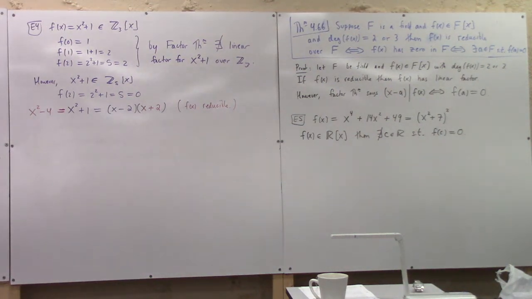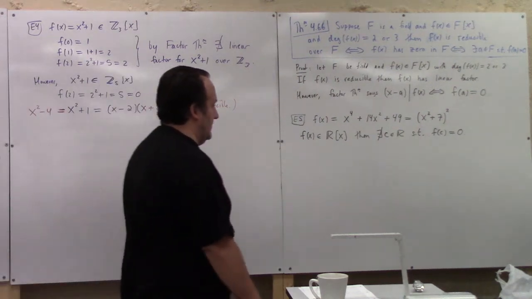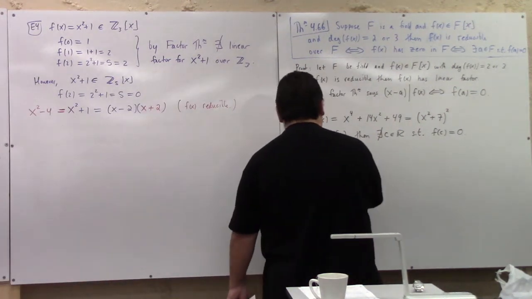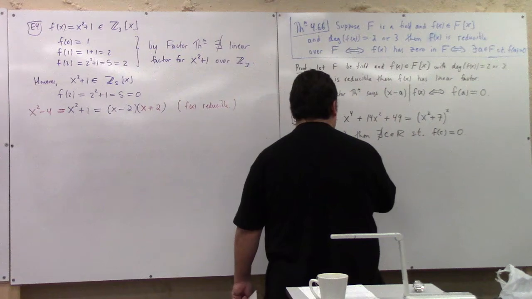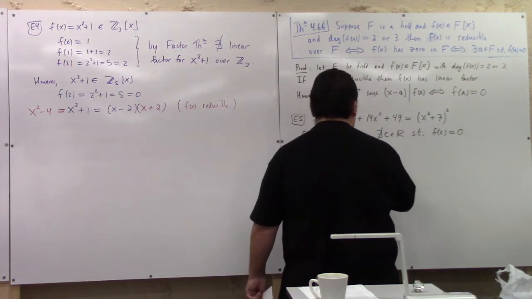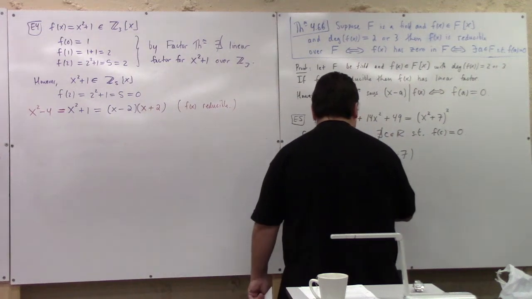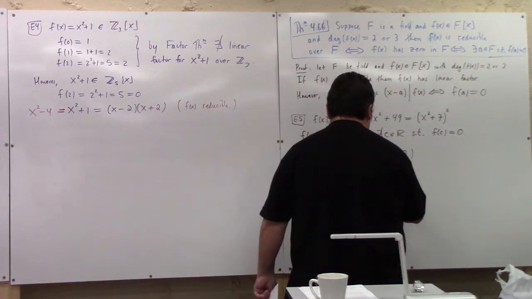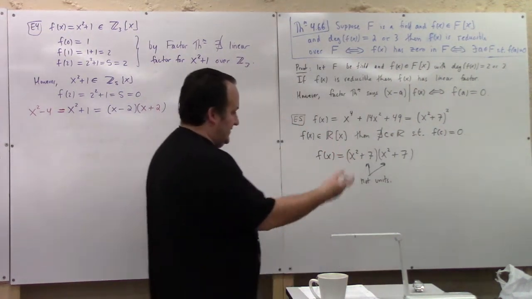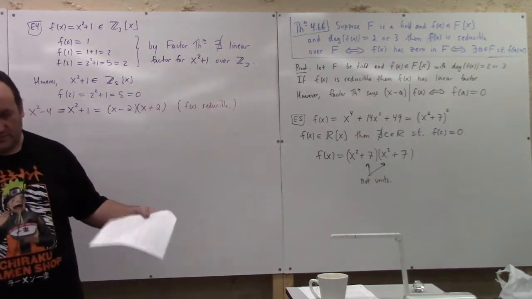And yet, what did I just do? I just factored it, right? I just showed how it can be reduced. This is a reducible polynomial, right? F of x equal to x squared plus 7 times x squared plus 7. Are either of those units? Nope, not units, right? Not units, and we factored. It's reduced.